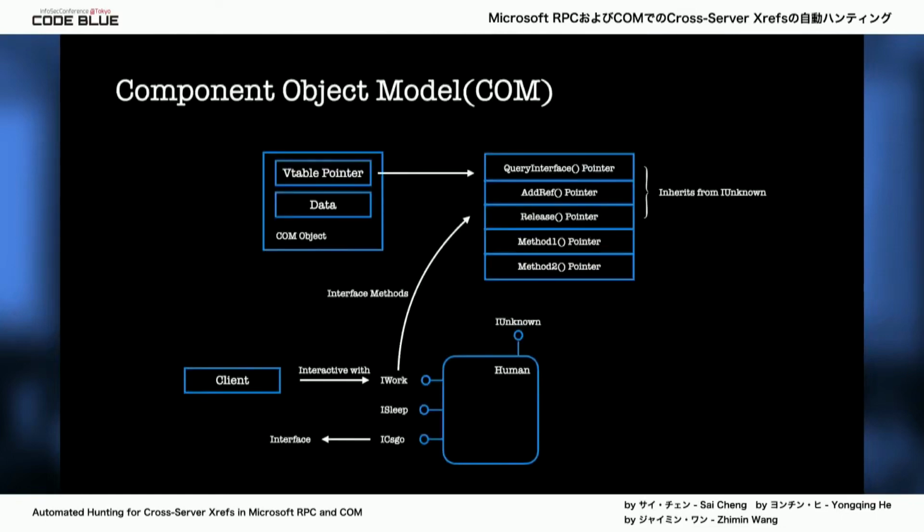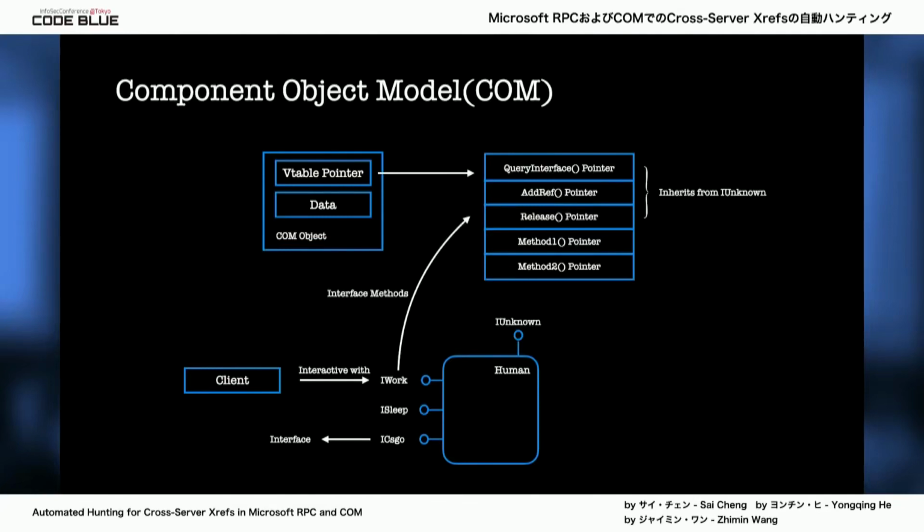COM acts as the glue between components. Binary components developed in different languages interact through COM, and they follow the same binary interface defined by COM. As you can see, the memory layout of a COM object starts with a pointer to a vtable, followed by some custom data. You may be familiar with this, which is very similar to the layout of C++ classes with virtual functions. The similarity makes it easy to develop COM components in C++.